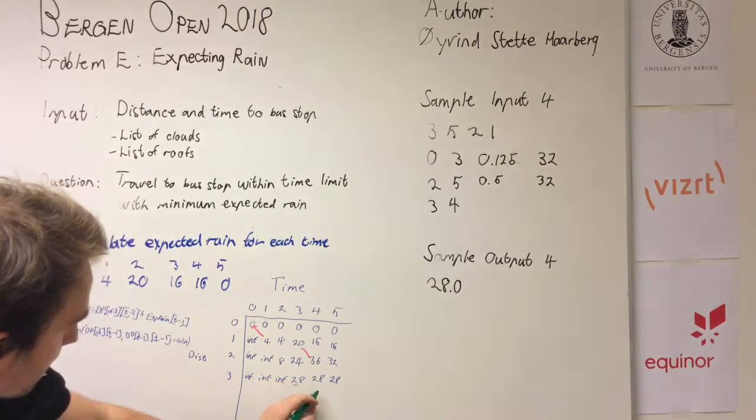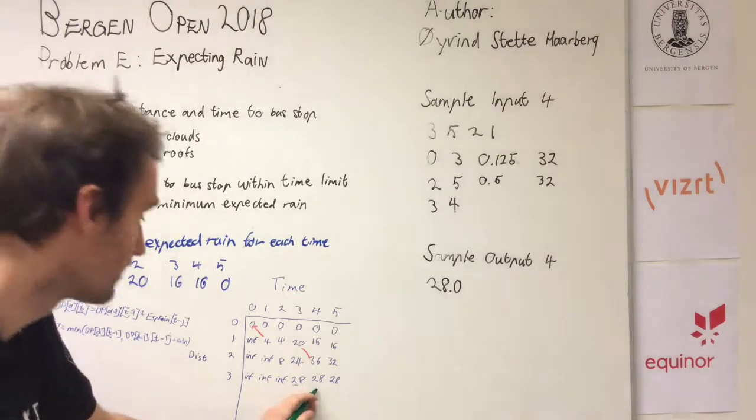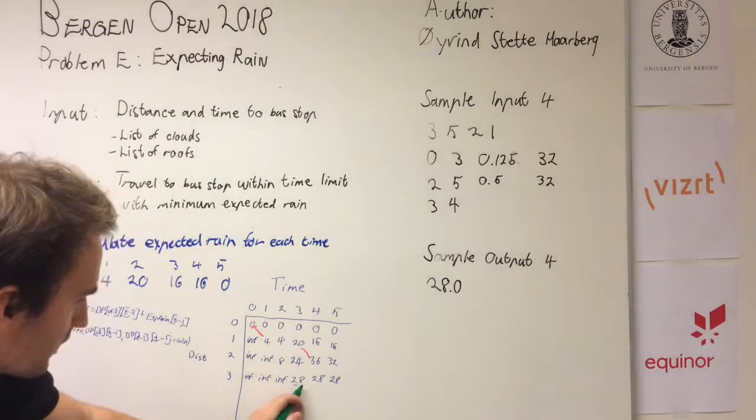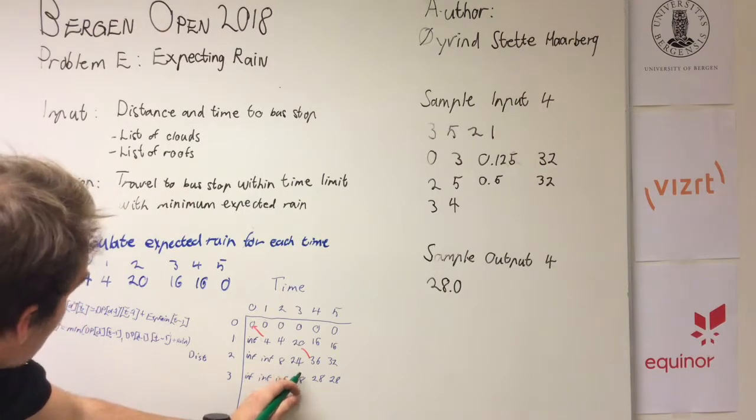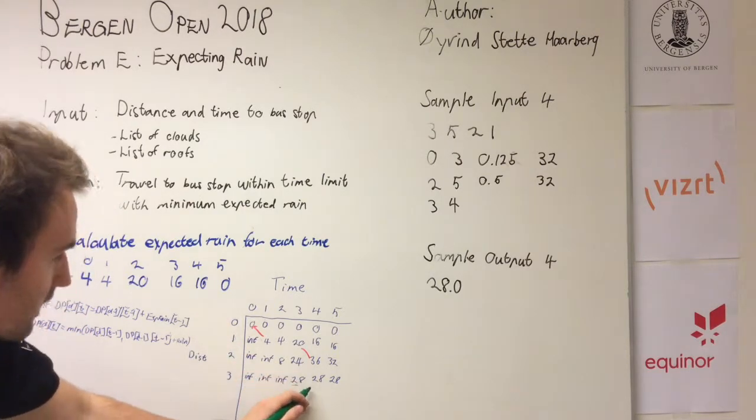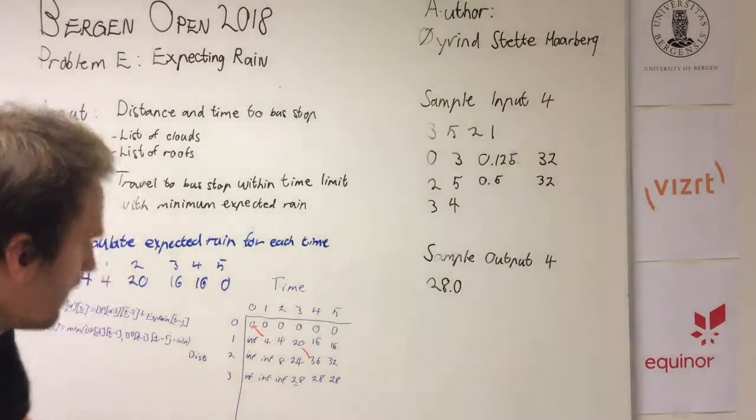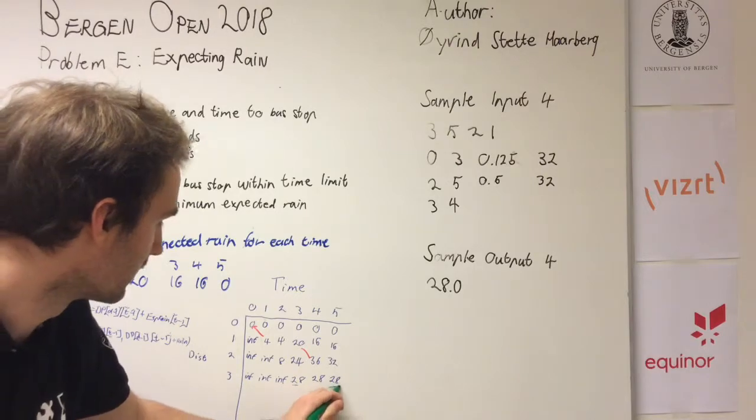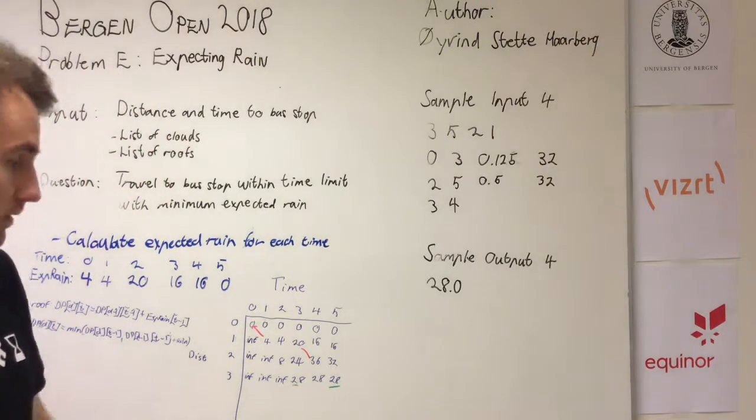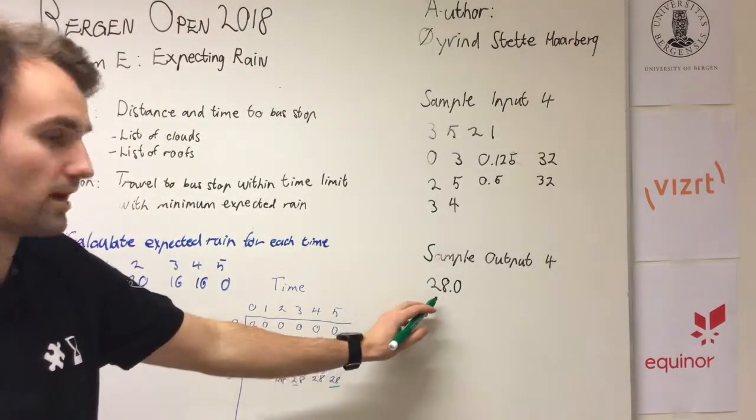In this example it will be 28 because it's the minimum of the previous rain, which is 28, or 24 plus 16, which is 40. So that's why it stays 28. Then we can find our final result at this entry, the last entry in the DP table, which is 28, and that's the expected result.